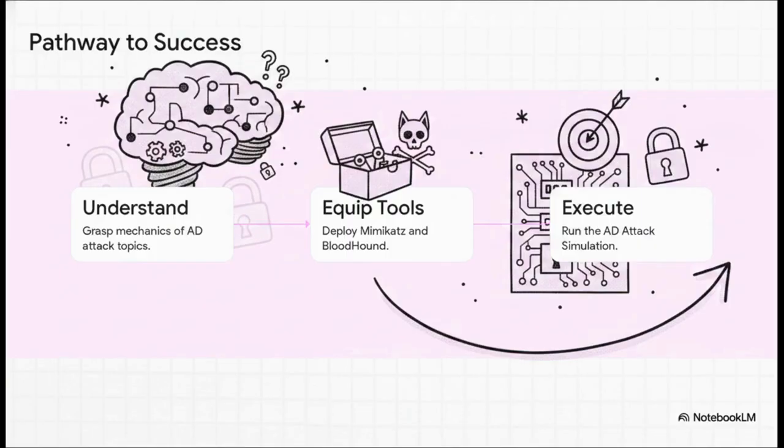Step 2, you head to your toolkit and physically equip Mimikatz and BloodHound. And finally, Step 3, you execute. This is exactly where the theory and the software collide to run the live AD attack simulation. It is a seamless logical progression, from learning to arming to attacking.